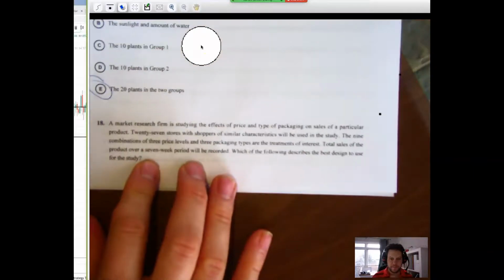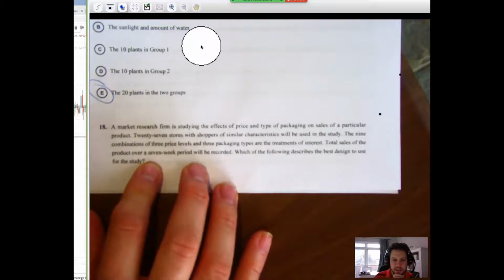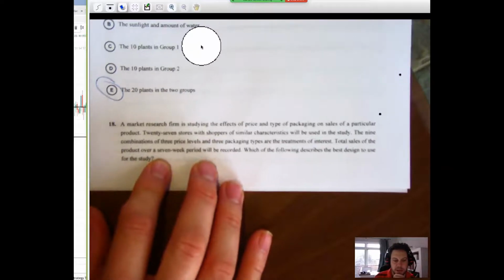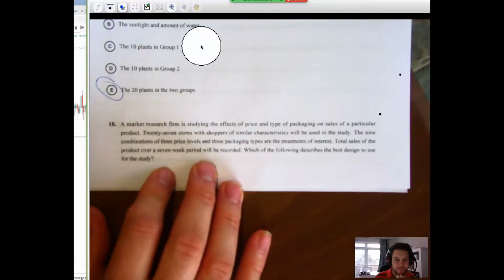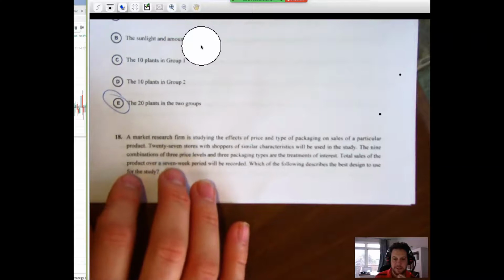18. 27 stores with shoppers of similar characteristics. That's their attempt at randomly doing it. You've got 9 combinations of 3 price levels and 3 packaging types. So you've got cheap, medium, expensive, and then 3 packaging types. I don't know what those would be, but that gives you 9 total combinations.